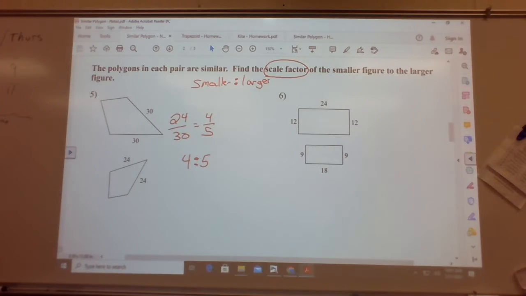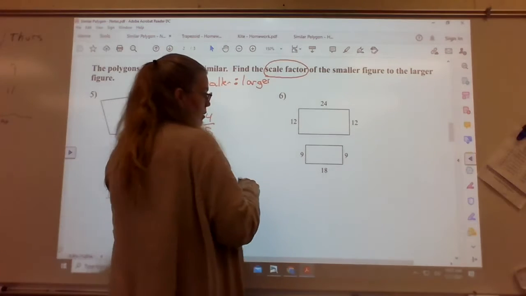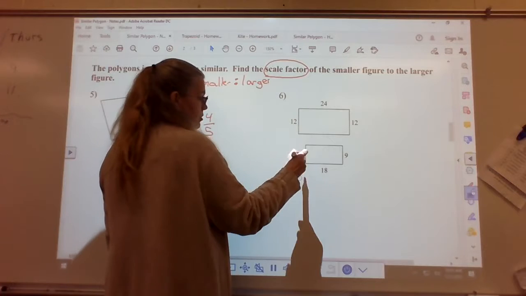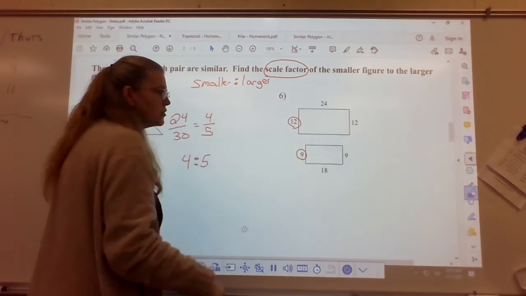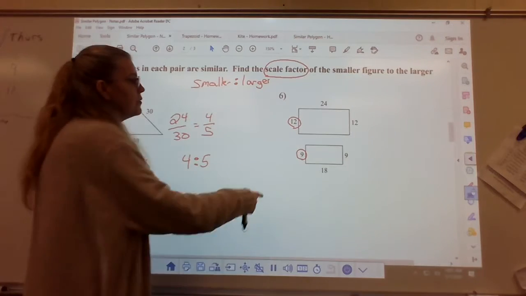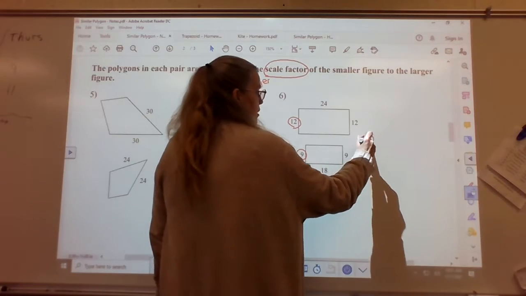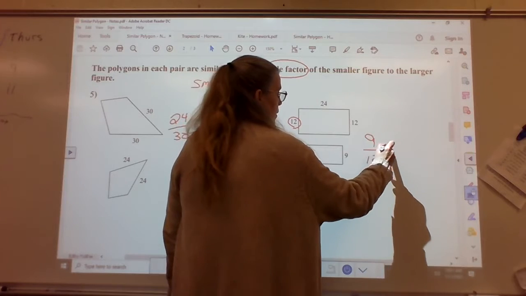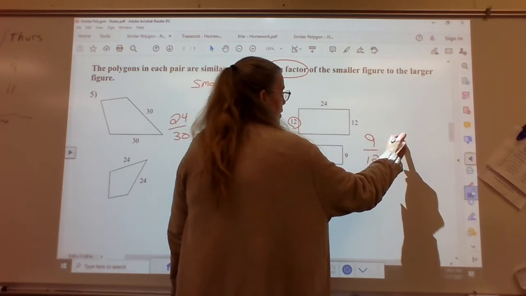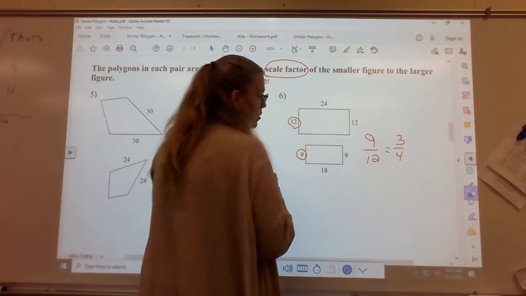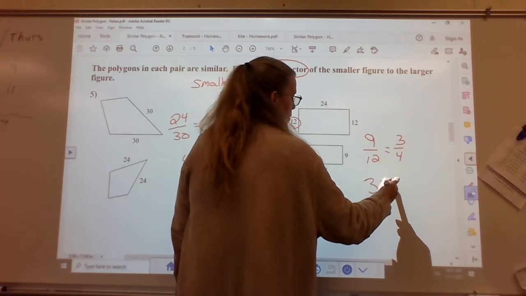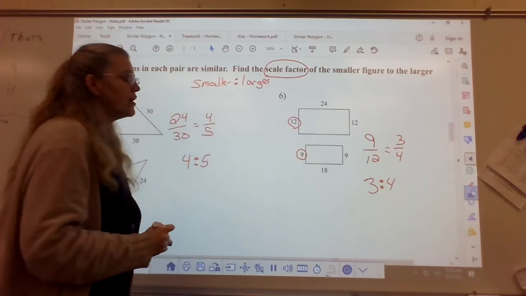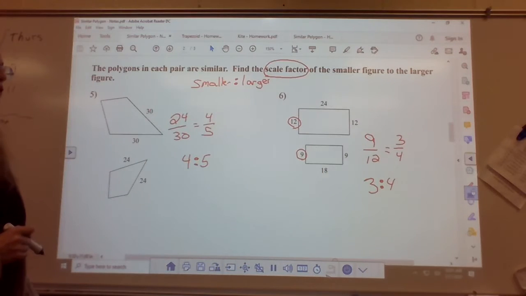You don't have to do both. I'm going to pick the smaller, 9 and 12. You could have also done 18 and 24. It's going to give you the exact same number. I'm going to go 9 on top, because remember it's smaller to larger. They both divide by 3, so I get 3 over 4. So my scale factor then is 3:4. My two rectangles there have a 3 to 4 scale factor.